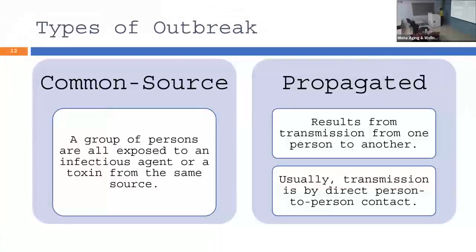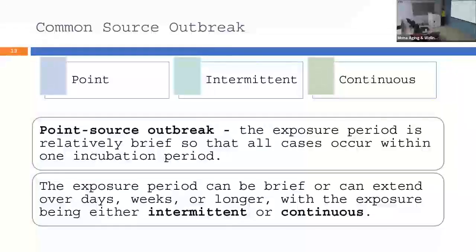And for propagated, it's transmission from one person to the other. So it continues to have secondary cases, tertiary cases, and so on. Usually direct person-to-person contact. So if we're looking at common source outbreak, you can have a common source from one source. You can have point source, intermittent, or continuous.